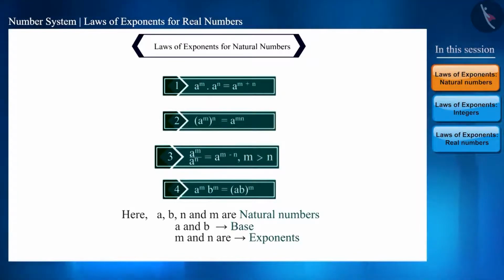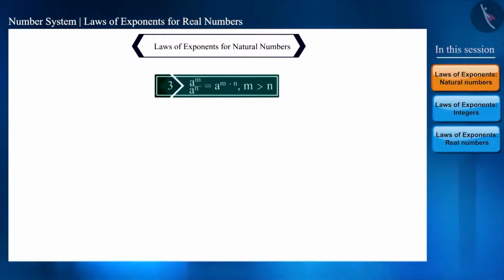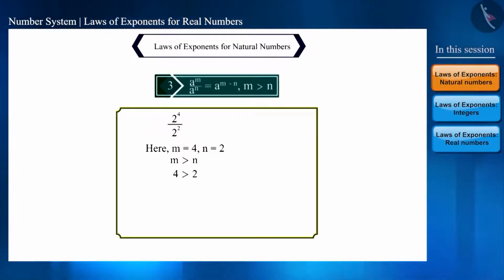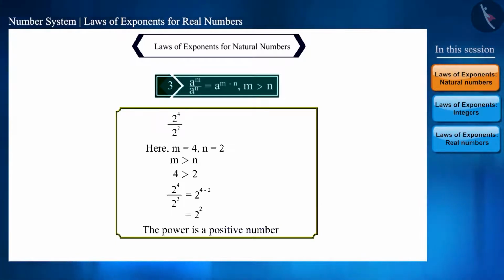Let's look at an example to understand this. 2 raised to the power 4 divided by 2 raised to the power 2, where the value of m is 4 and the value of n equals 2, that is, m is greater than n. If we use this rule here, we can change it to 2 raised to the power 4 minus 2. We'll write like this. We get 2 raised to the power 2 here, that is a positive number.